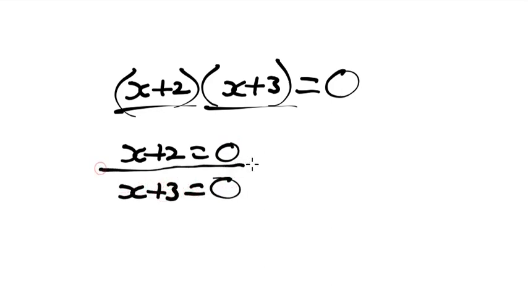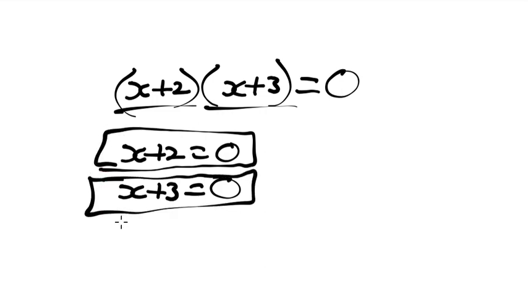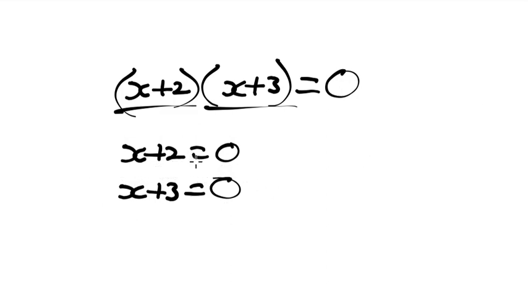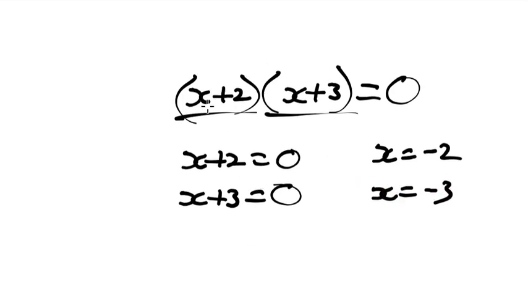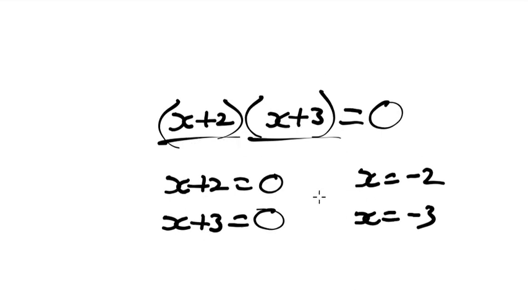Now look at these two little equations that we've got. They are much easier than x squared plus 5x plus 6 equals 0. These are tiny little equations. To solve x plus 2 equals 0, we just take away 2 from both sides and we get x equals minus 2. And to solve x plus 3 equals 0, we just take away 3 from both sides and get x equals minus 3. So that last little bit, if x plus 2 times x plus 3 equals 0, each one of these brackets must be equal to 0 themselves, and then therefore you can solve each one of them individually.